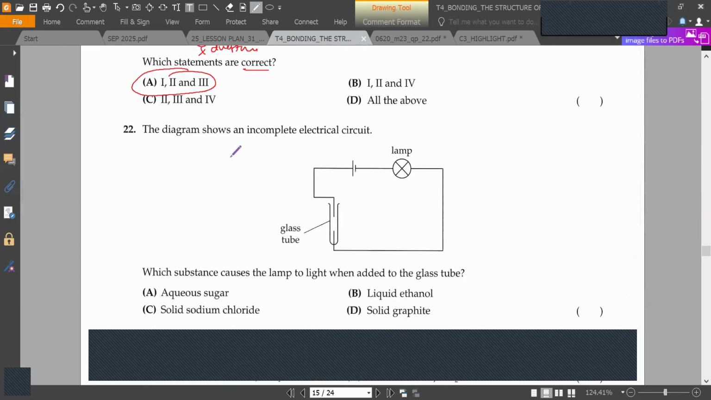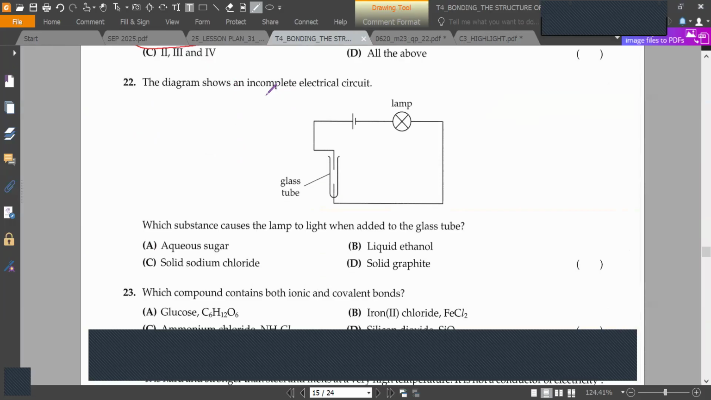Next. The diagram shows an incomplete electrical circuit. Which substance causes the lamp to light when added to the glass tube? Which one should we put here so that it conducts electricity? Aqueous sugar: sugar is a covalent compound, so it does not conduct electricity. Sodium chloride is ionic, metal plus non-metal is ionic, but in solid state it does not conduct electricity.